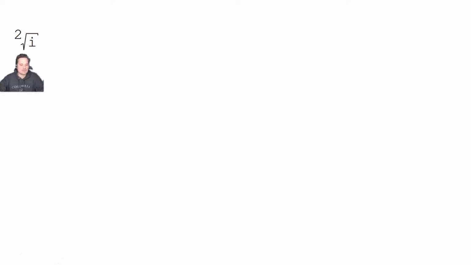Welcome. In this one I'm going to show you how to find the square root of i, where i is the imaginary unit. So let's go through that process. The first stage is this one. I'm just going to rewrite this as i raised to the 1/2 because that is the definition.